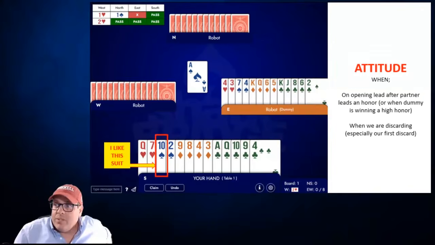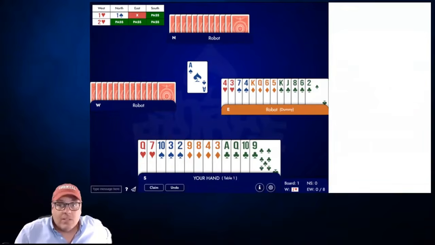So how do we say we like it? Boom. I like this suit. I play the highest card I can afford to play. And that is telling partner that what you just did was good for us. Does that make sense, guys? All right. We want this to be continued. If we didn't, we would do something else.